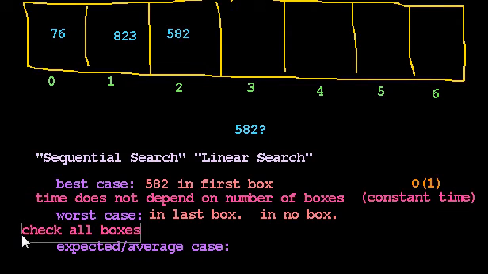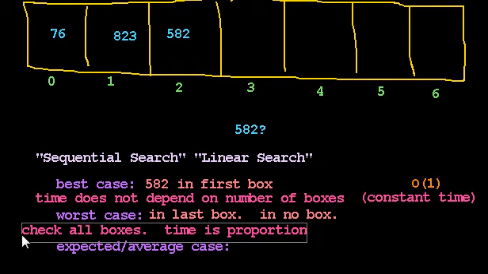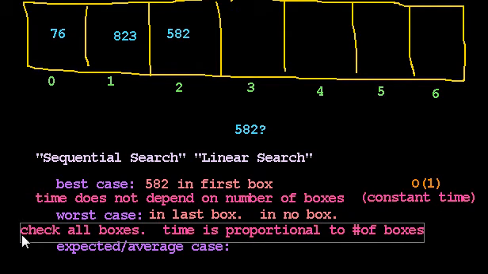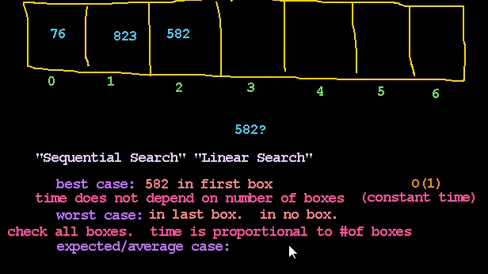Check all boxes. And when we check all boxes, that means the time is proportional to the number of boxes, which in our fancy lingo we would say runs in linear time. And if you're familiar with big O notation, that means we would write it as big O of n, where n is the number of boxes.